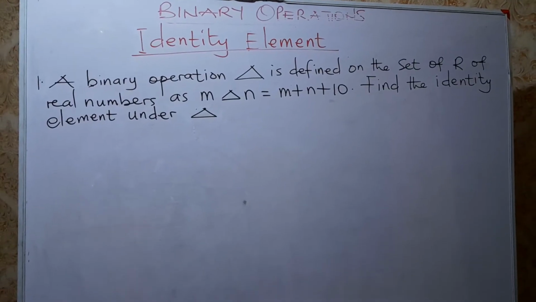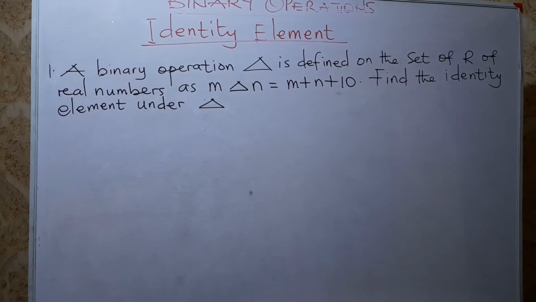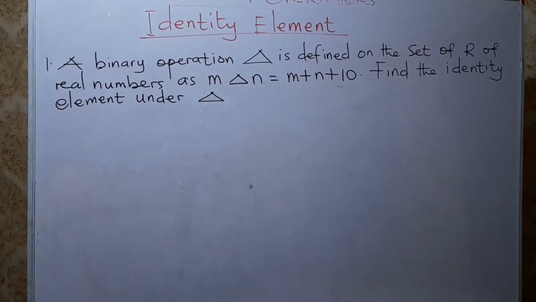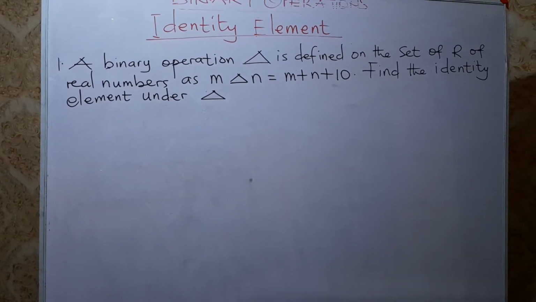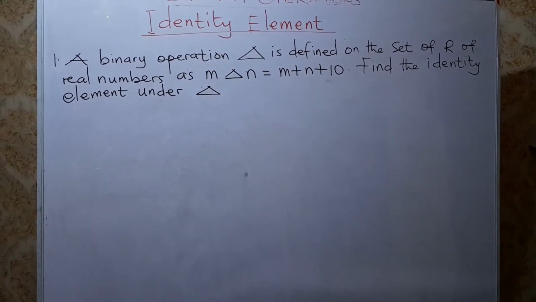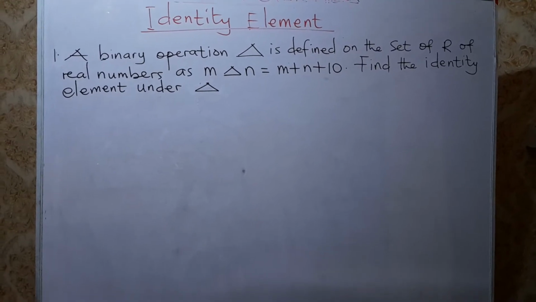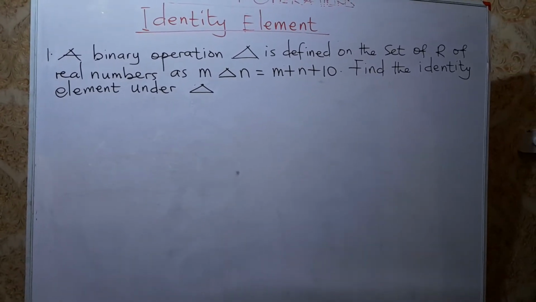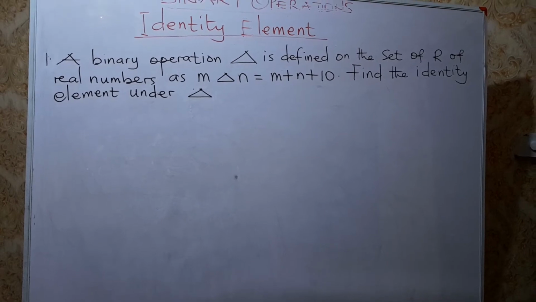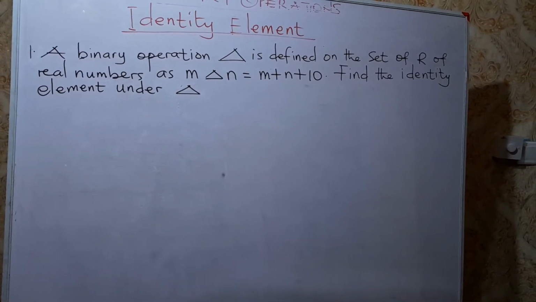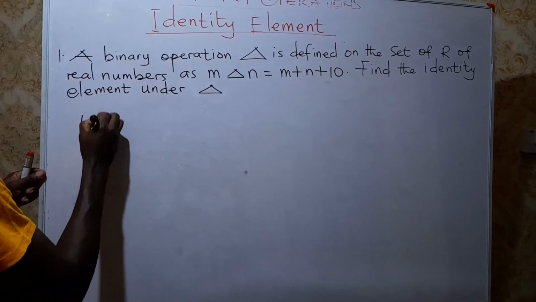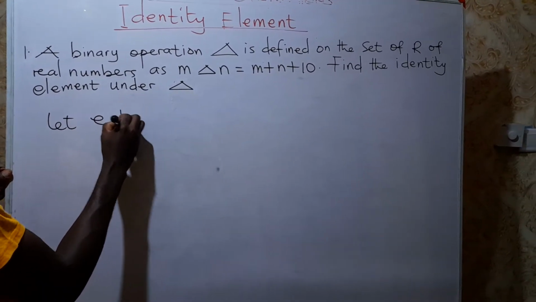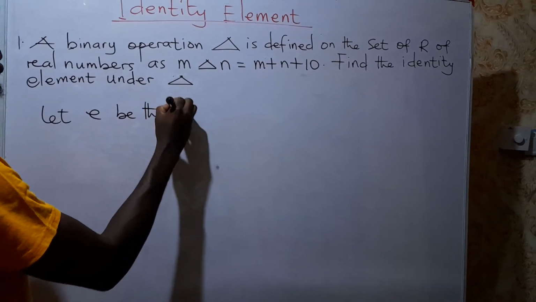So now let's solve our first problem under the identity, finding the identity element of an operation. They say the binary operation delta is defined on a set R of real numbers as m delta n equal to m plus n plus 10. You should find the identity element under delta. So how do we do that? We should let E be the identity element.